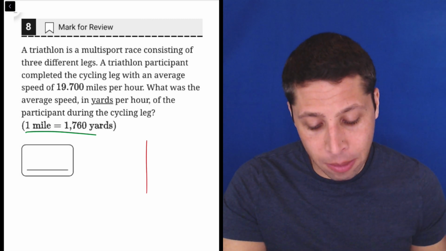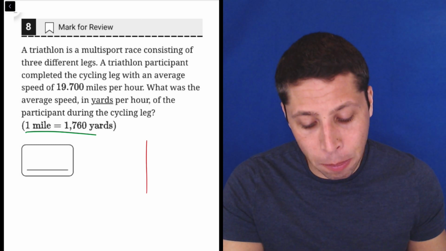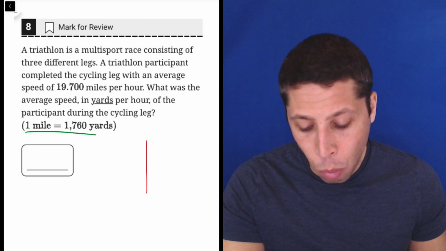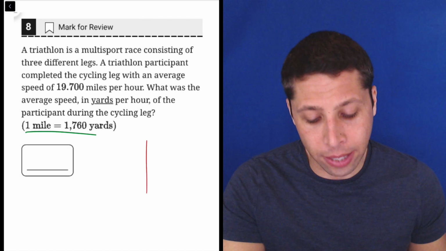A triathlon is a multi-sport race consisting of 3 different legs. I don't care. A triathlon participant completed the cycling leg with an average speed of 9.7 miles per hour. What was the average speed in yards per hour of the participant during the cycling leg?